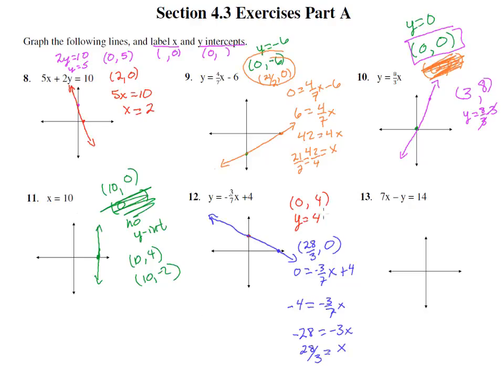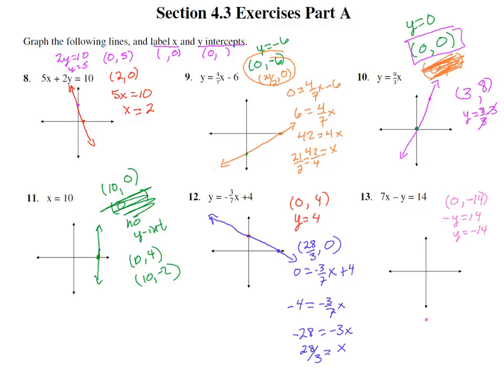And number 13. Now we can stick in 0 for x, and what do we get for y? You get 7 times 0 is 0 minus y equals 14. Divide by negative 1 on both sides, and you get y equals negative 14. So 0, negative 14, wow, that's clear down here, like that.